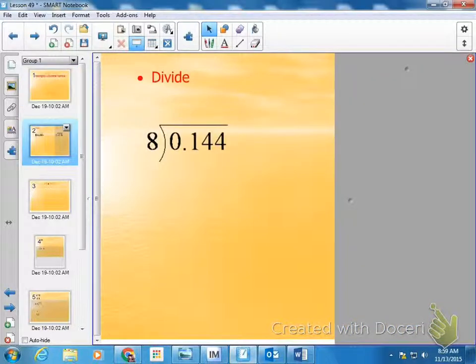So, starting our lesson, we have 144 thousandths being divided by 8. Always look to see, do I have a decimal in my divisor? I don't, so I'm good there. It's fine if you have a decimal in your dividend, in the house is what I like to call it. You just bring that decimal up.